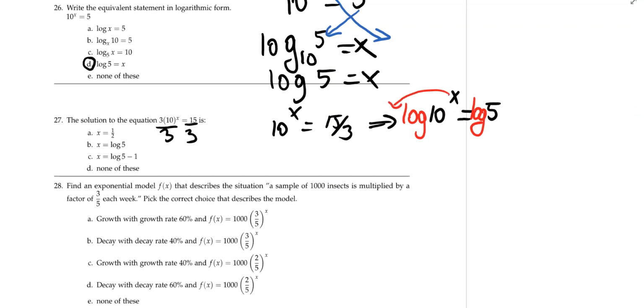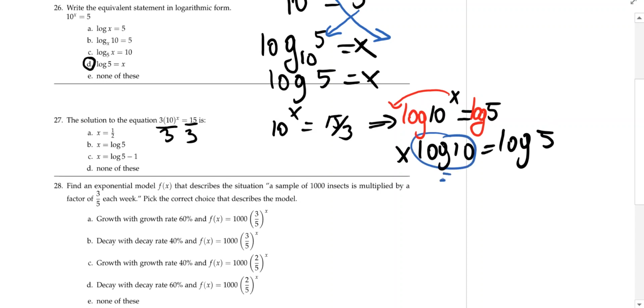So you will have x times log of 10 equals log of 5. But log of 10 is 1. So basically what we have is that x equals log of 5, which is B.